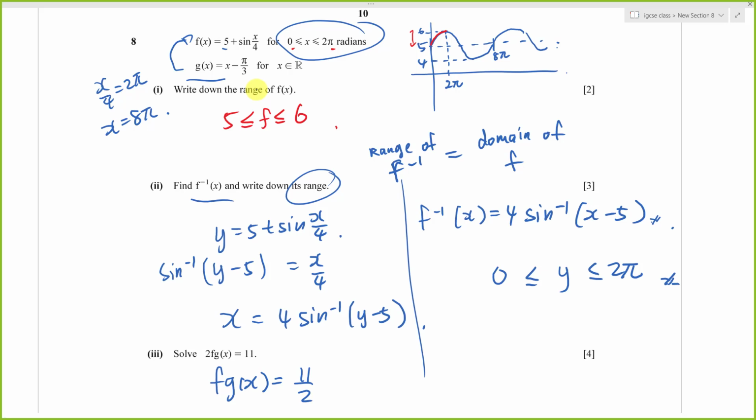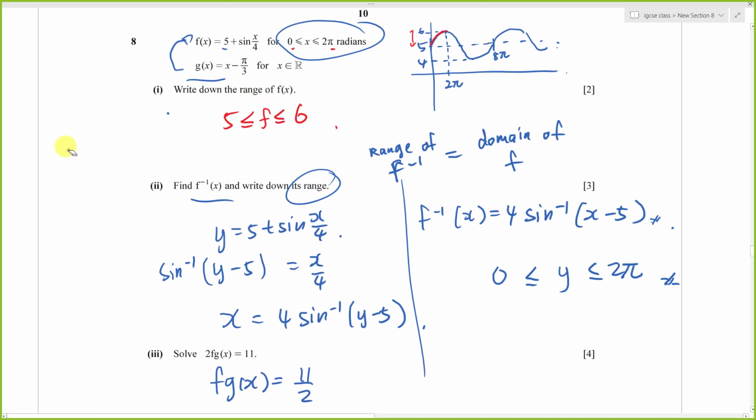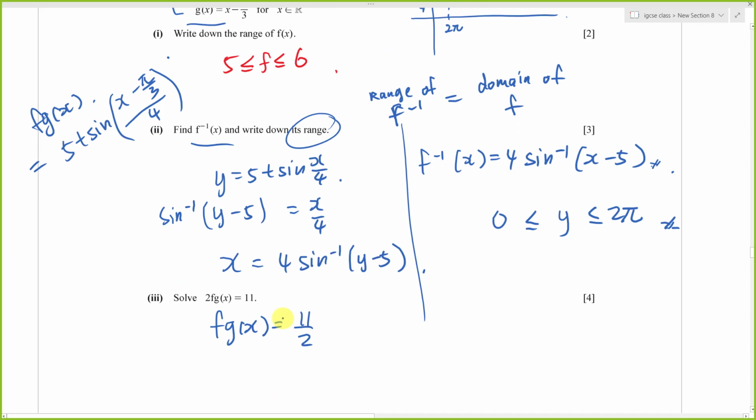Wow. Then you can do a lot of things. Wow, let me try to sub and see what happens, because the sine angle actually looks a bit weird. So f(g(x)) equals 5 plus sine. Okay, we have something going on here. (x minus pi over 3) over 4. So yeah, we will need to simplify it, I guess.